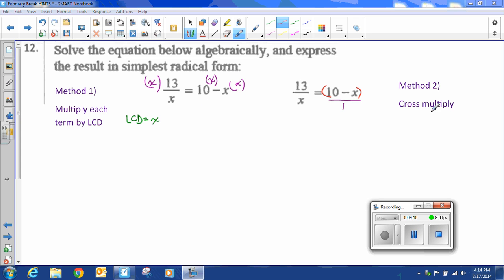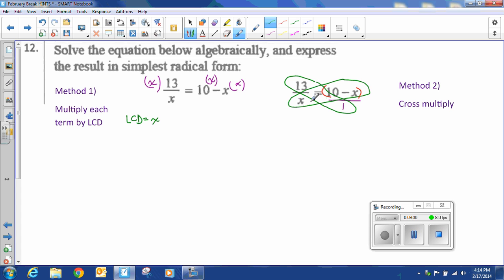That's the first method. The second method would be to cross multiply. So you can rewrite this equation with a 1 as a denominator for 10 minus x. And then we can go through and we can cross multiply. Okay, there we go. So 13 times 1 is 13, and then x times 10 minus x will need to be distributed, 10x minus x squared, which gives you the exact same thing as method 1.